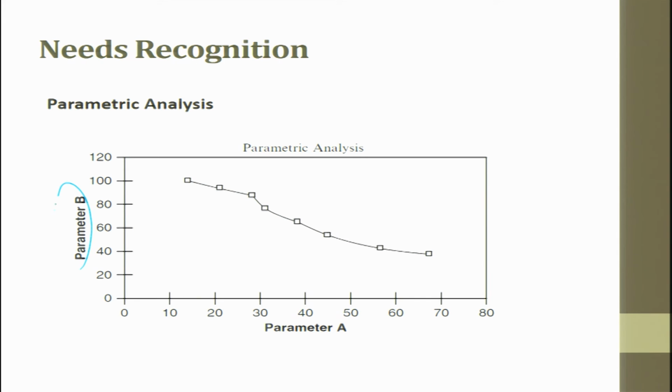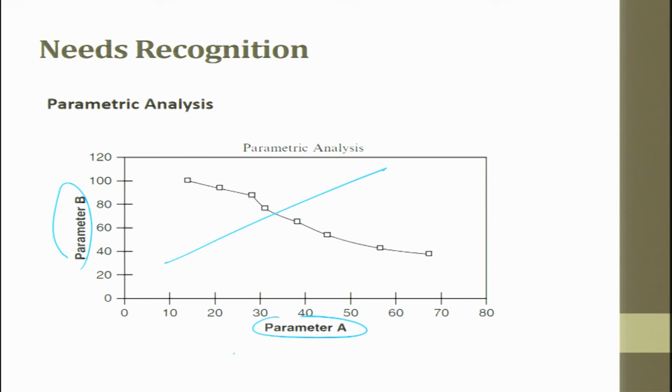So, this is parameter B, this is parameter A. As and when you start increasing the parameter A, you can see for parameter B there is a reduction. So, it is an inverse relationship between A and B. You can have positive as well, and here it is only a relationship between two parameters.